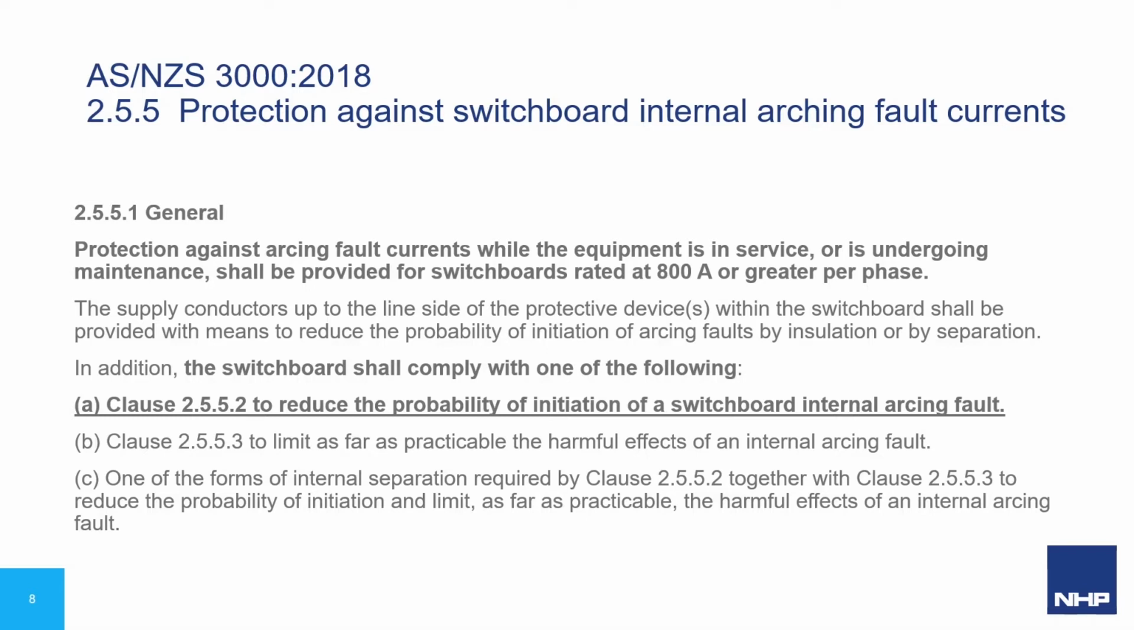AS3000 also references forms of separation, specifically for boards rated 800 amps and over. AS3000 insists we take measures to protect against arcing faults while equipment is in service or undergoing maintenance for these heavy current switchboards. One of the methods listed to protect against arc faults is detailed in clause 2.5.5.2 and outlines a method of reducing the probability of initiation of a switchboard internal arcing fault.